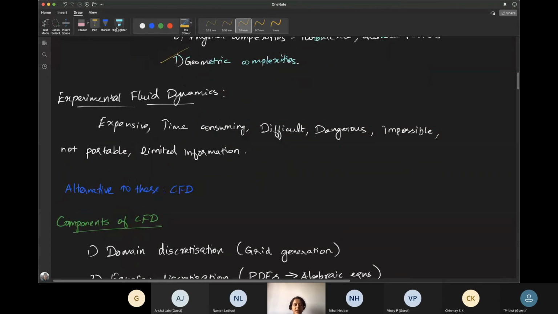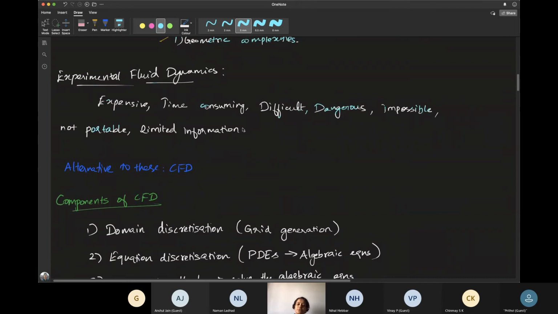Then going on to experimental, it's expensive first, then time consuming, because you have to build up the setup, you have to construct everything from scratch, and then doing things will take time. Also, it's difficult, it may be dangerous, there may be some reactions, high heat, many things may happen. Sometimes it may be impossible, when you want to study galactic fluid flow phenomena, it may not be possible. And of course, not portable.